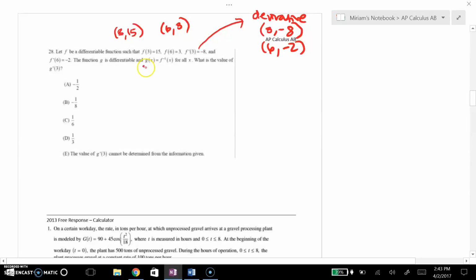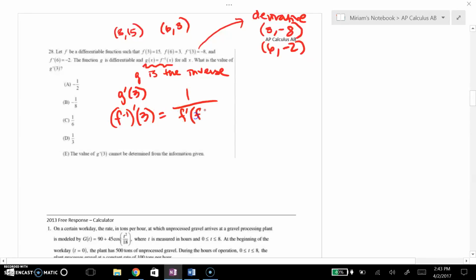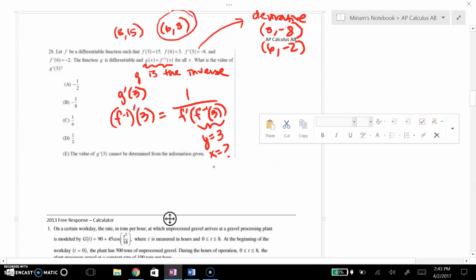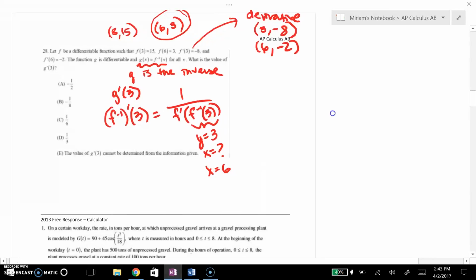Okay, saying g is the inverse. Great. So I need to know g prime of 3, which is f inverse prime of 3. And I know the formula, 1 over f prime f inverse of 3. Again, this means when y is 3, what is x? So I'm going to look for that. When y is 3, x is 6. Great, so I'm going to write that down.